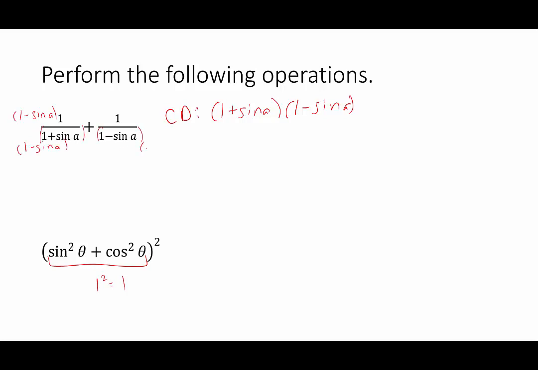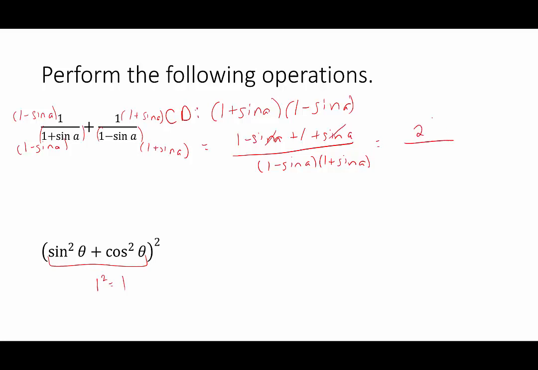And this one needs the factor of 1 plus sine of a. So that's going to give us, oops, I forgot about putting it up here, 1 plus sine of a. So we would have 1 minus sine of a plus 1 plus sine of a, all over 1 minus sine of a times 1 plus sine of a. That would be, let's see, those cancel. So then we're left with 2 in the numerator over 1 minus sine of a times 1 plus sine of a.